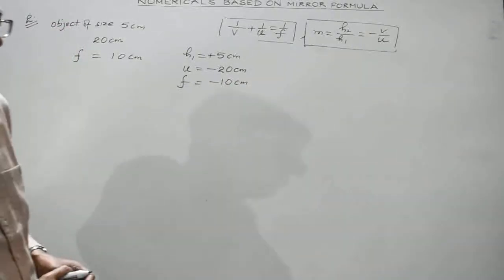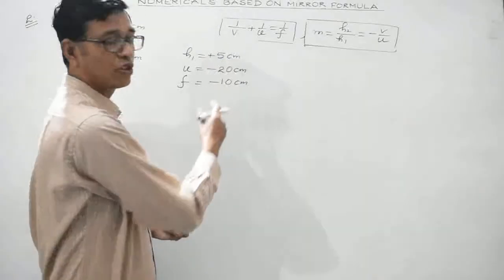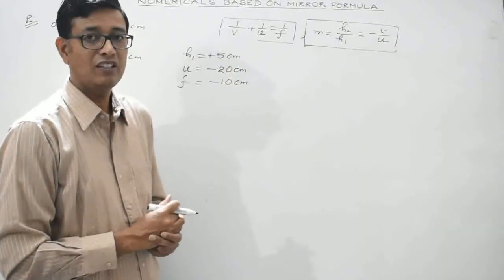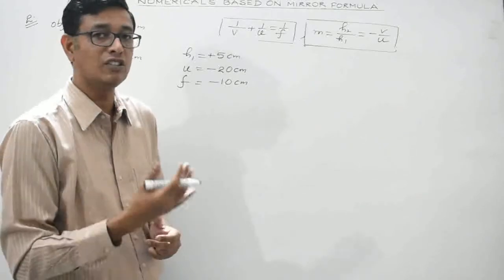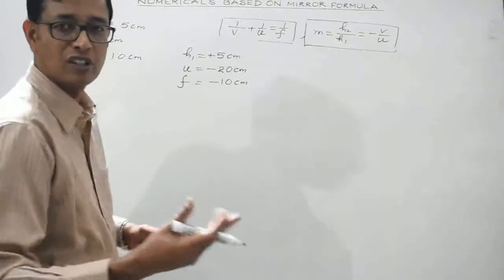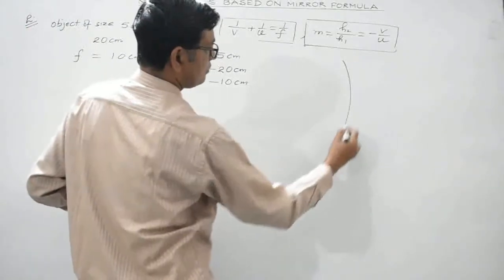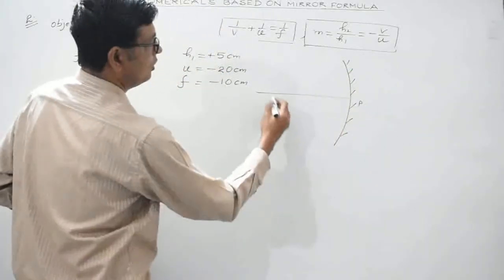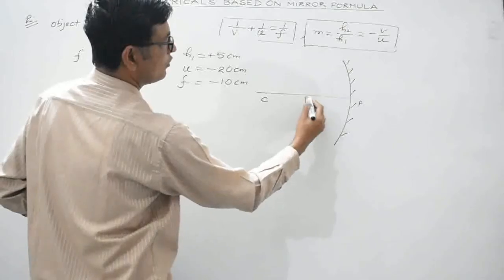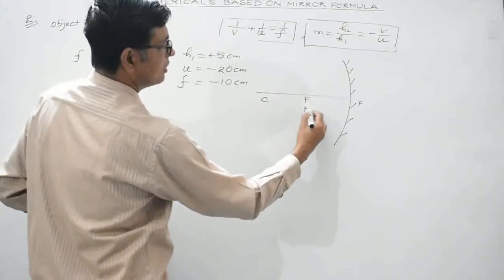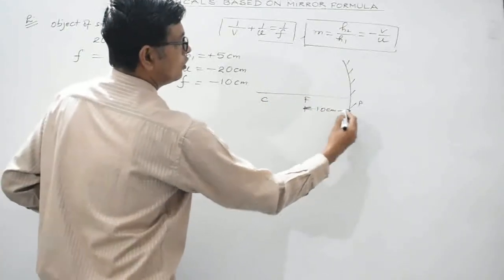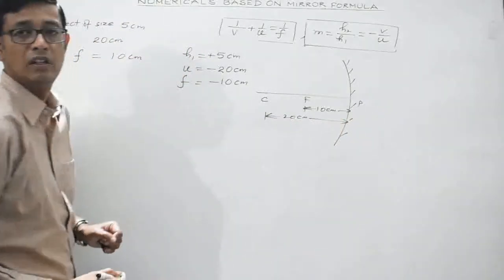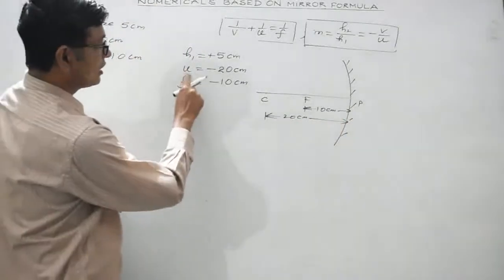Clear? This is given. Let's see whether this question can be solved without doing any mathematical step or not. So let's try to make use of theoretical knowledge, right? So let's draw a rough diagram. This is the pole, the center of curvature, the midpoint, that's the focus. Focal length is 10 centimeter. So radius of curvature would be 20 centimeter. Isn't it? So the object is placed at 20 centimeter.